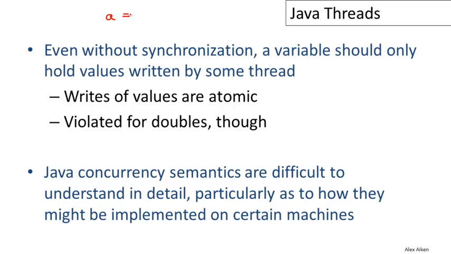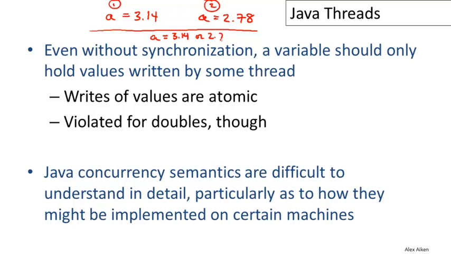Let's say that we have two assignments. This is in thread 1, where we're assigning A the value 3.14, and then in thread 2, we're assigning A the value 2.78. And so after these assignments are done, after they've executed in some order, what do we expect? Well, we expect that A ends up being equal either to 3.14 or 2.78.